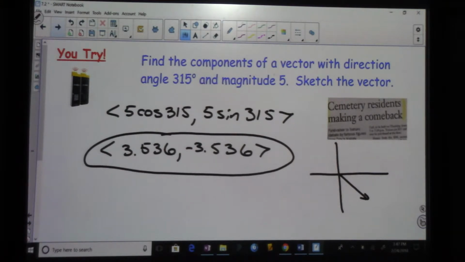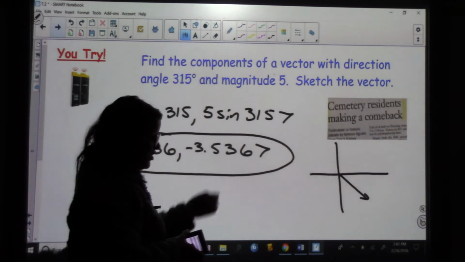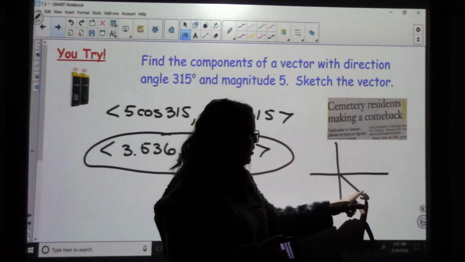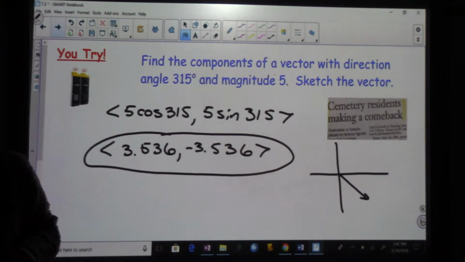Okay, so you get positive 3.536, negative 3.536. Notice it's the same number because it actually is on the unit circle. And we are in the correct quadrant because we have a positive x, negative y. You're in that quadrant 4.